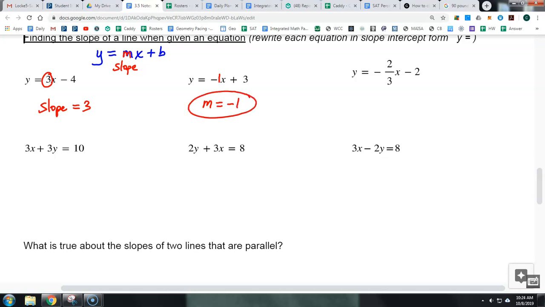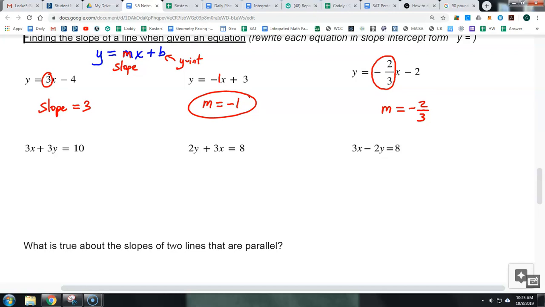When I look over here, this is in y equals form. So this has a slope of negative 2/3. So those are really nice. They're really fast. They're easy. The beautiful thing is you can see the slope. We're not going to be messing with this right now, but you can also see the y-intercept where it crosses the y-axis.